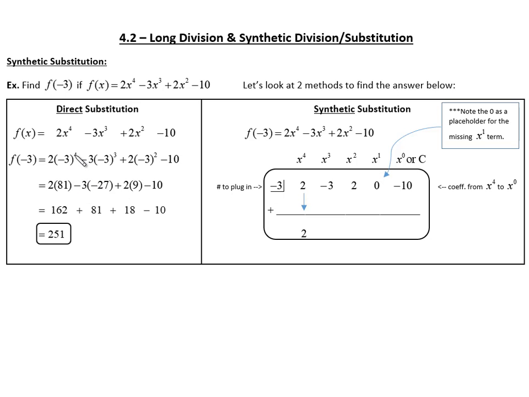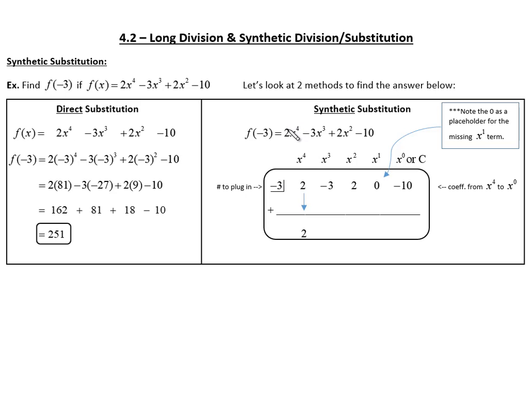But there's a faster way of plugging in, and that's this method called synthetic substitution. Okay, so we're going to do the same thing. We're going to plug in -3 into the exact same polynomial. So here's how the setup of synthetic goes, though. We're going to create this little half box in the top left corner. And in that box, we're going to put the number we want to plug in. So in this case, -3.